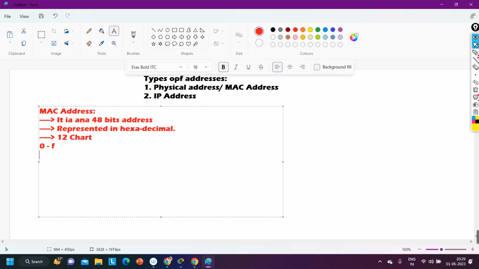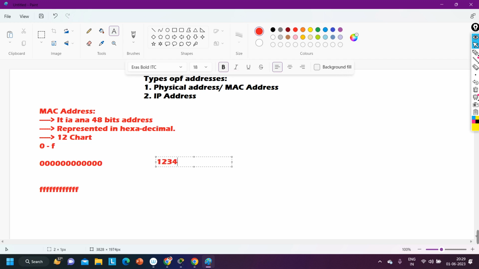So my lowest MAC address can be what? 12 times 0. 1, 2, 3, 4, 5, 6, 7, 8, 9, 10, 11, 12. This is my lowest MAC address, and my largest MAC address can be all F, 12 times. All MAC addresses will lie between this range. Okay, so let me write one MAC address over here. This is a MAC address.